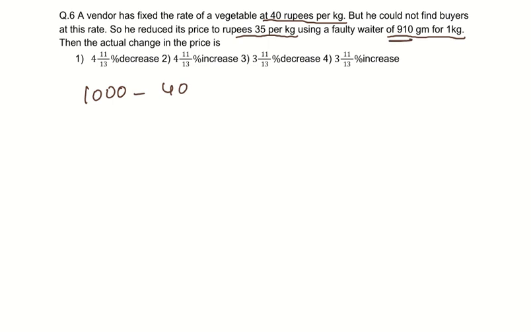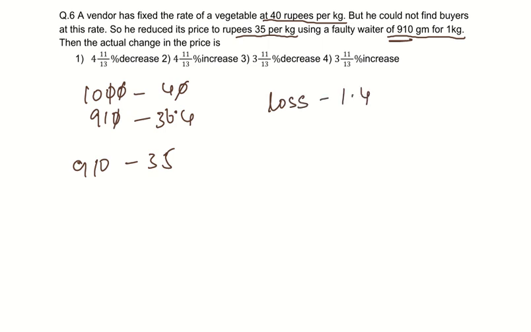He is taking 910 grams only, 910 grams. So the 0s get cancelled. 9 4s are 36, plus 4 from 1 4 is 4, so 36.4. But he sold 910 grams at 35 rupees only, so the loss is 1.4 rupees. So loss percentage is 1.4 by 36.4 into 100.